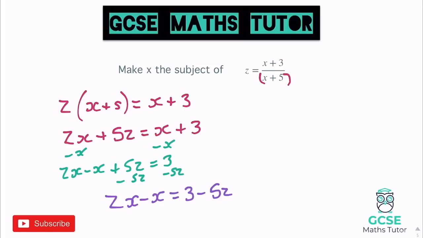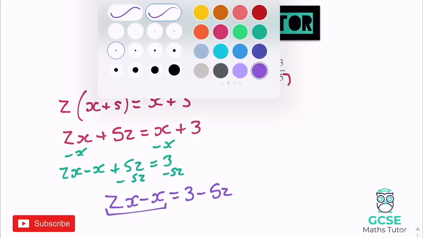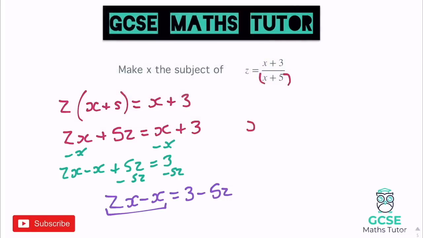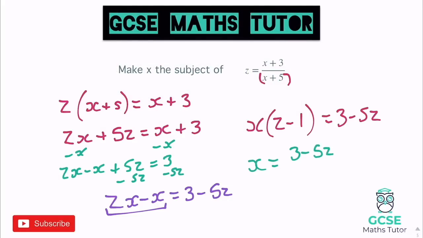Now we can factorise this left-hand side again, same as all the others, and we get x brackets z minus 1, because it's just 1x there, equals 3 minus 5z. And then again, finishing it off by dividing by that bracket to finish this question, we get x equals 3 minus 5z all over z minus 1. And there is the end of that question.